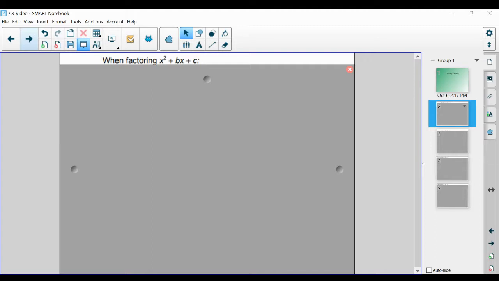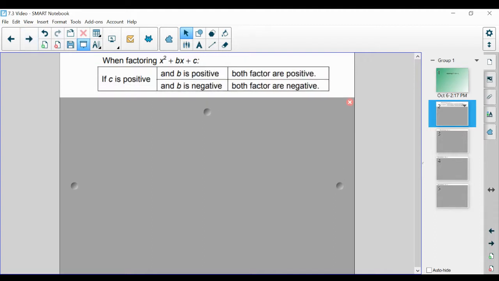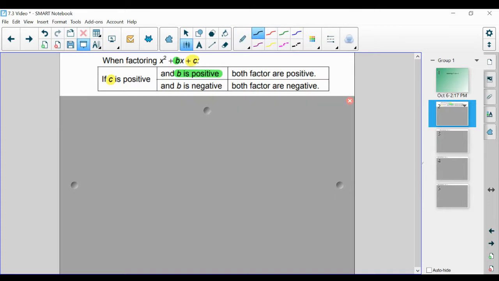So when factoring x squared plus bx plus c, we have a couple different instances. If the c value is positive, so notice, talking about the c value, what we call the constant term, it's not going to have a variable. If the c value is positive and the b value is positive, then both factors are positive. And we're going to be going through an example right now with this. We will come back to the negative aspect in just a moment.